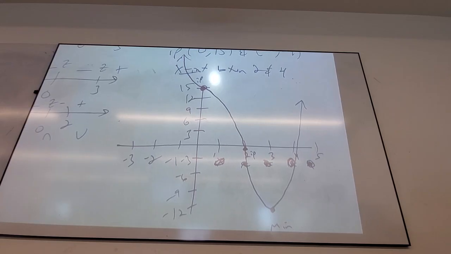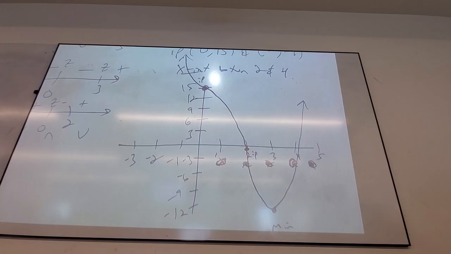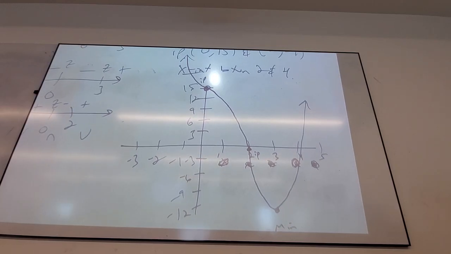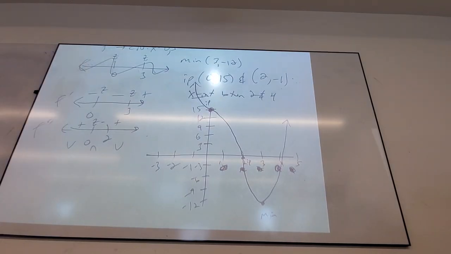Okay. What else do I know here? Oh. No y-intercept. Okay. Critical number.